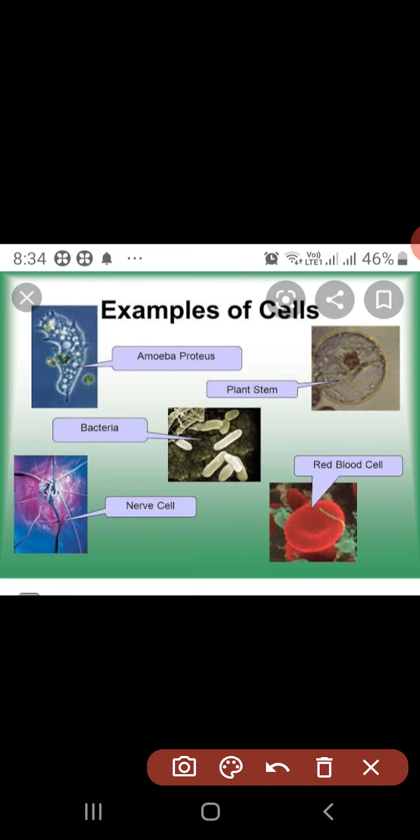Children, I am showing you the examples of cells like this is plant stem, this is amoeba, this is bacteria and nerve cell in human body, and this is red blood cell.